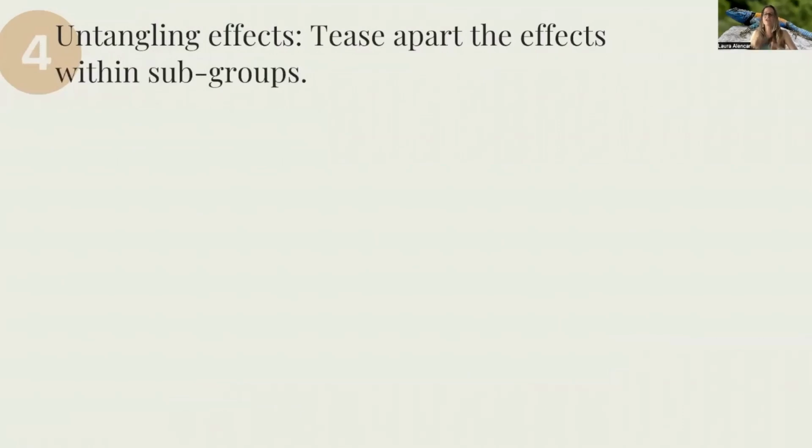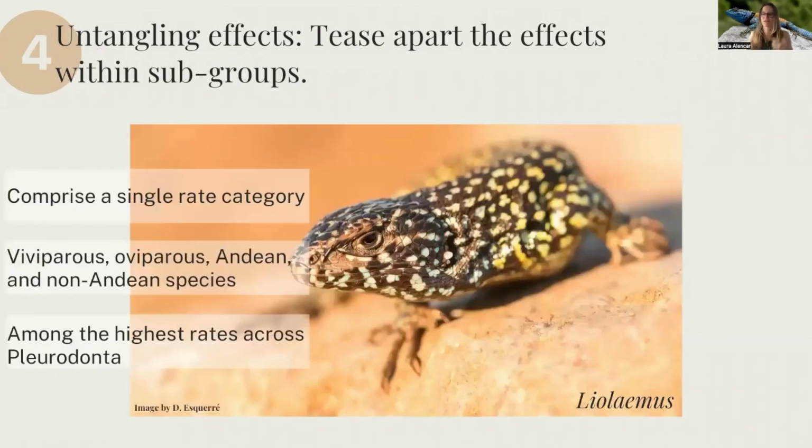And so, to further tease apart the role of reproductive mode and the presence in the Andean Mountains in driving the rate heterogeneity in Pleurodonta, we now combine these two traits in the same analytical framework using the best clade to do that, which is Liolaemus. And what do I mean when I say that Liolaemus is the best clade to do this? Remember that the previous MiSSE analysis suggested that all Liolaemus species belonged to the same rate category, which kind of helps us to control for potential hidden states in driving those rates.